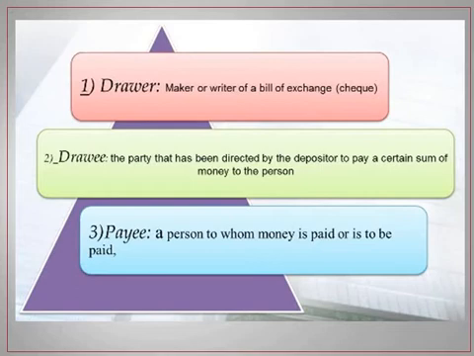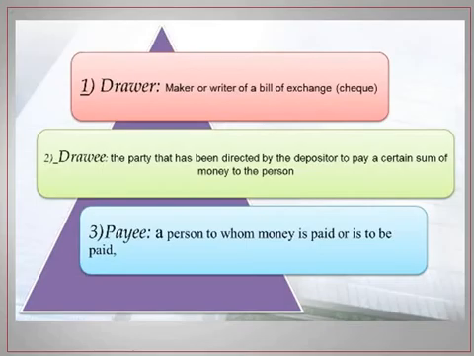So here there are three terms. The first one is the drawer, that is we who are writing the check, we are making the bill of exchange. Next one is the drawee. The drawee is the bank. We are directing a person towards the bank. Next one is the payee. The payee is the person who is going to receive the cash amount.